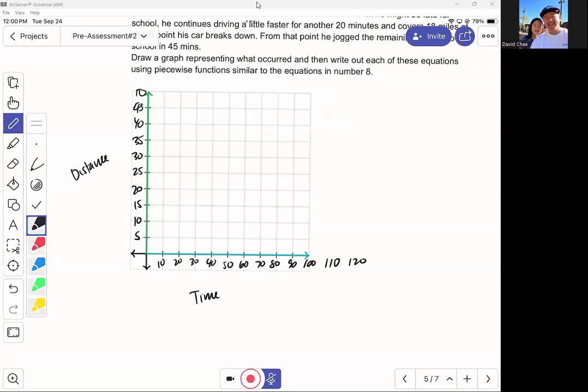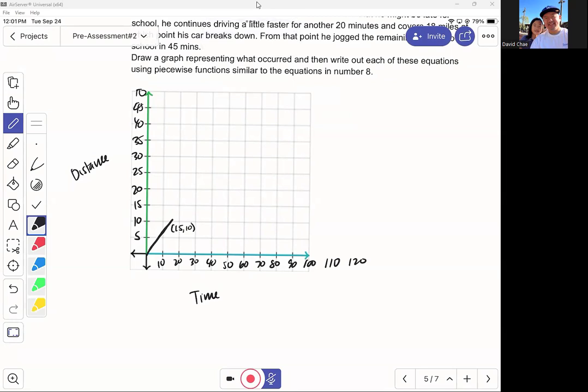10 miles in 15 minutes. So here's the 10-mile mark. And so I'm going to start here. 10 miles in 15 minutes. So this point is 15 comma 10.